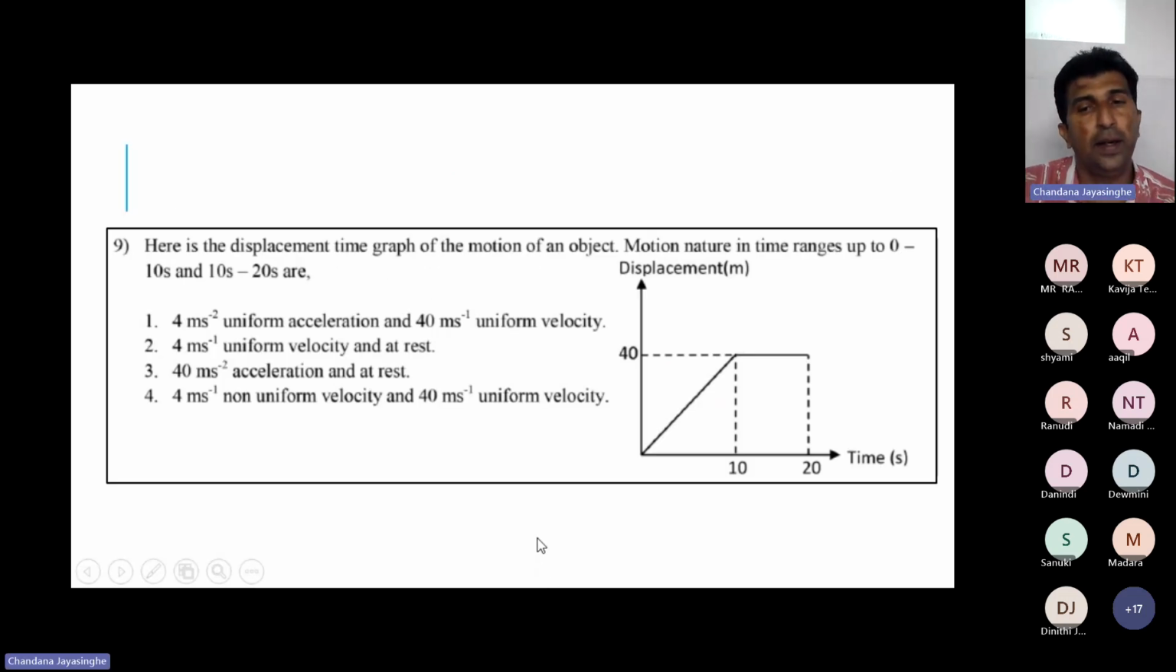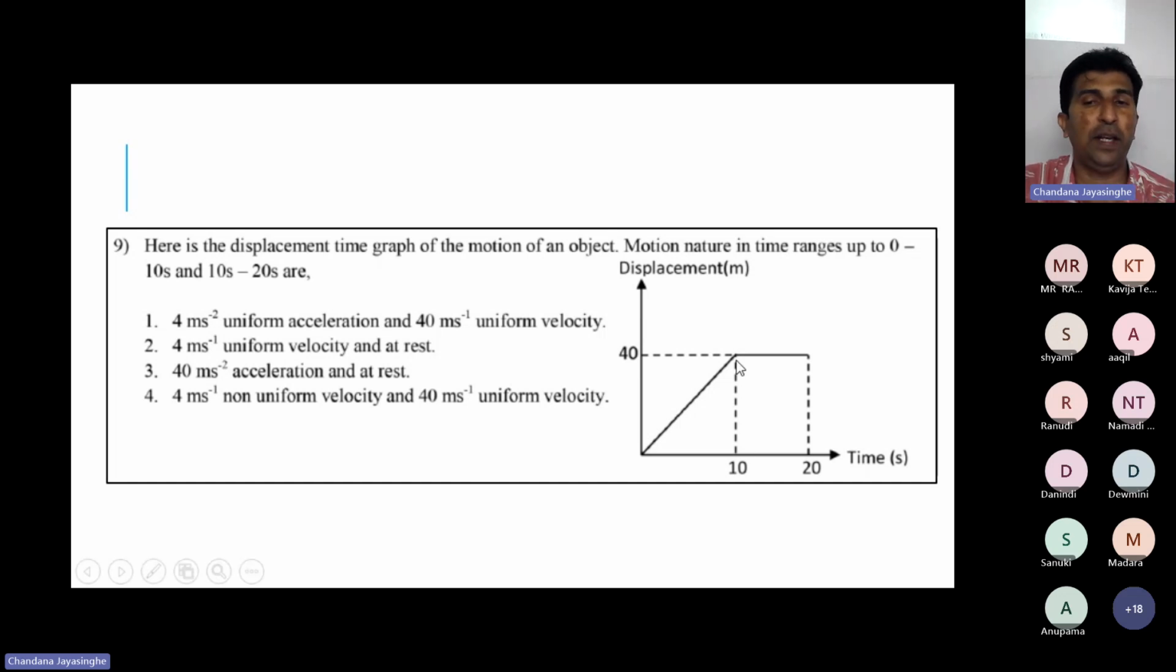Right. Now here, a displacement time graph. You have to be very careful when you come across a physics question. You should have the ability to read the graph. Here the x-axis is time and the y-axis is displacement. Within 10 seconds, the displacement is 40. Displacement divided by time means velocity. Here it has uniform velocity. So 40 divided by 10 means 4 meters per second. So initially it has a uniform velocity of 4 meters per second.